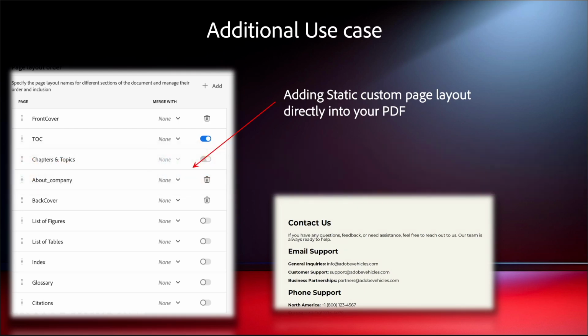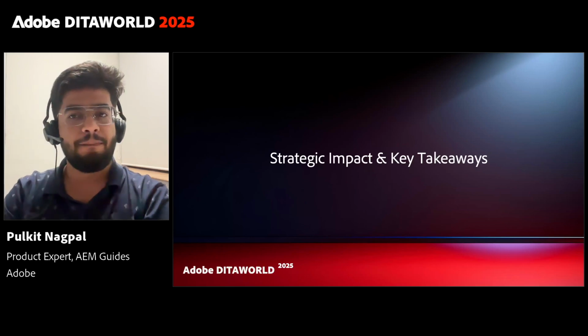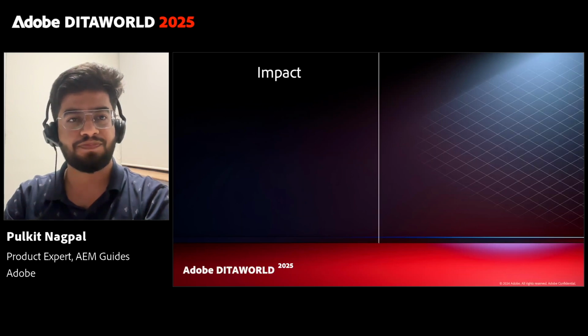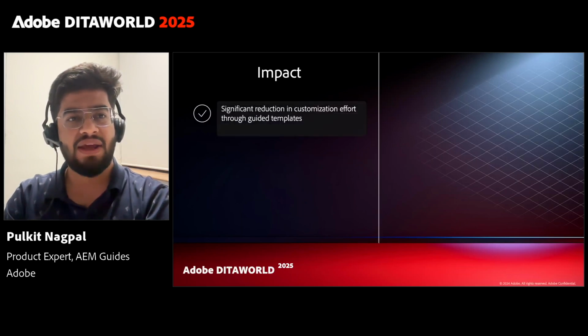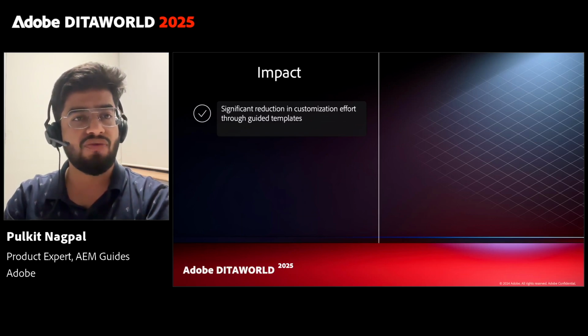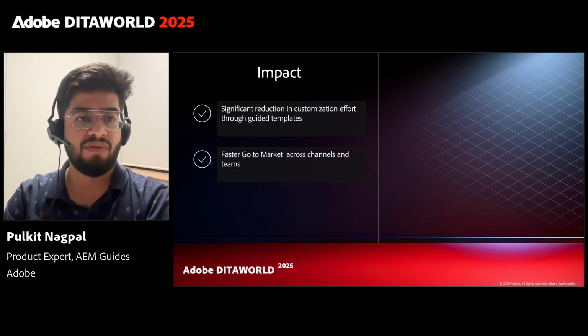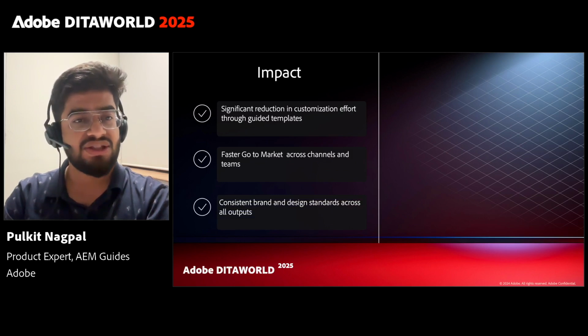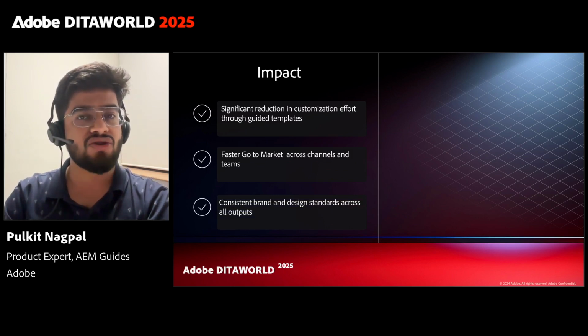So this ends the total use cases for the demonstration. Now, let's wrap up by looking at the strategic impact and the key takeaways we get from this session. On the impact side, we have seen how we can significantly reduce the customization effort and the cost of customization through the guided template and the simple UI. We have also seen how we can quickly go to market across the channels and the teams. The consistent brand and design standard across all the output is another impact which we get from this session.